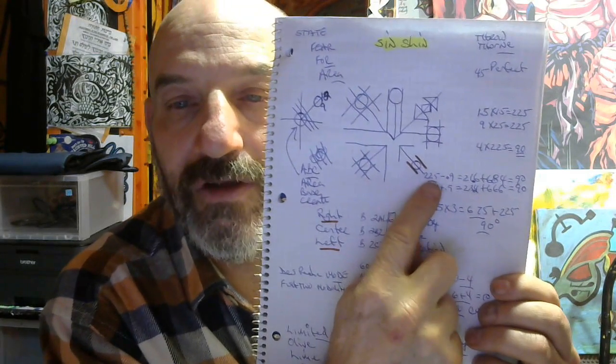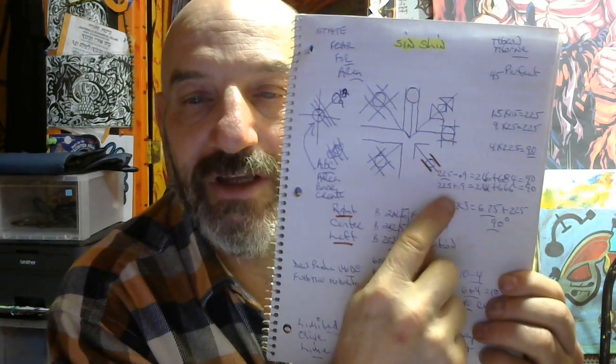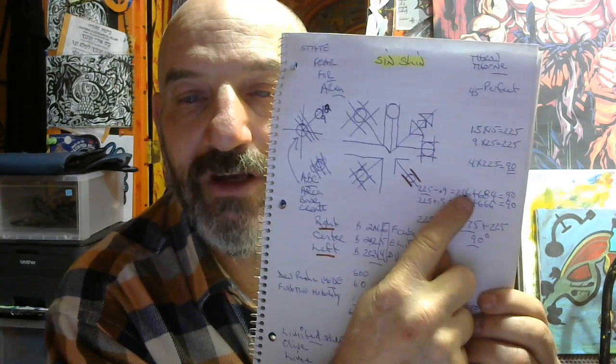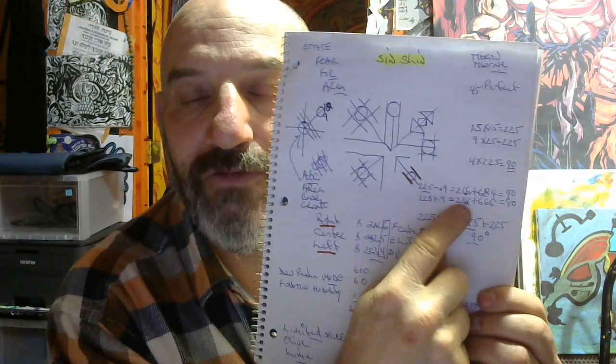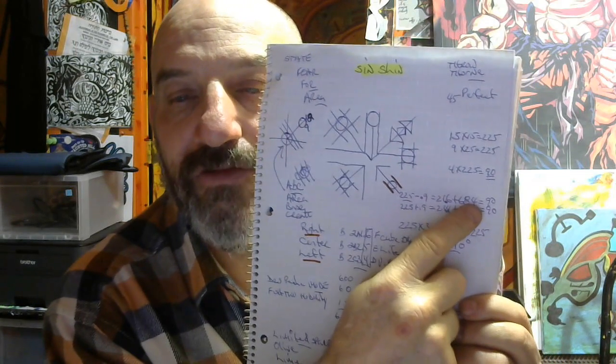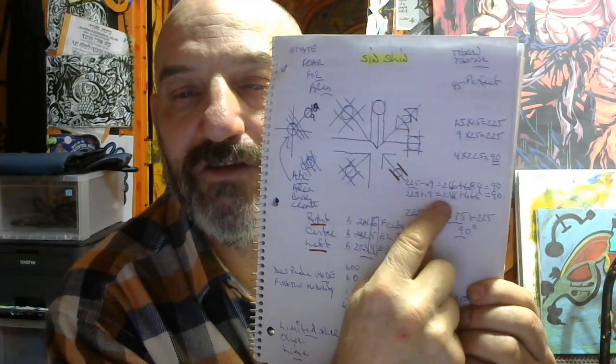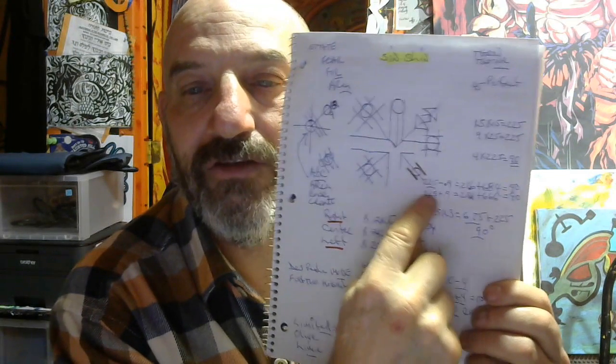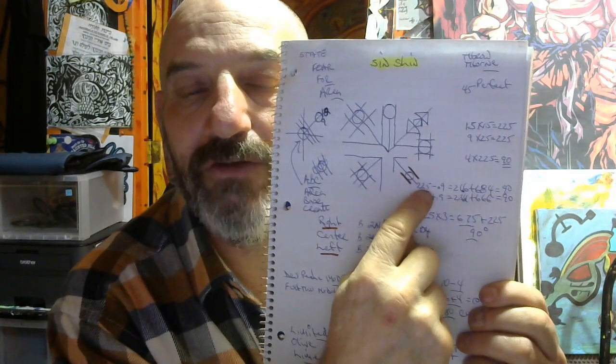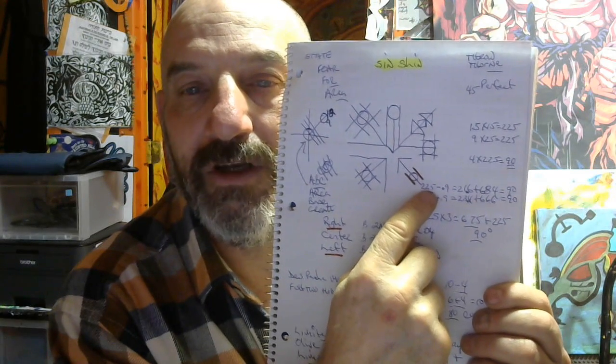225 minus 9 plus 9, we already did this. 225 becomes 216. 225 becomes 234, high-low. 684, left over from a 90 degree, 666, left over from a 90 degree. 675 left over at 225. B and E.